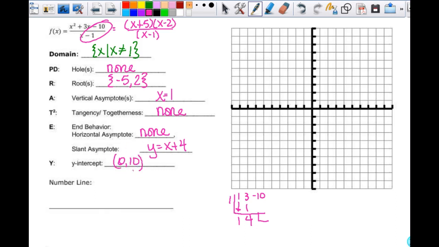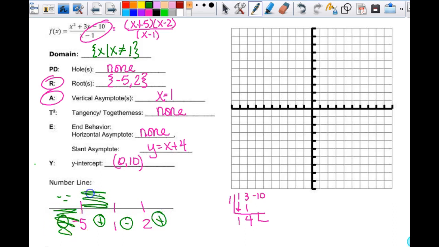Then I need to do my number line. I put on my number line these two things. So I have -5, I have a 1, and I have a 2. So I have to test the first one for sure. And so when I substitute in like a -6 up here, this will give me negative, negative, negative, so it's negative overall. There is no tangency or togetherness, which means I alternate. So this is negative, positive, negative, positive.